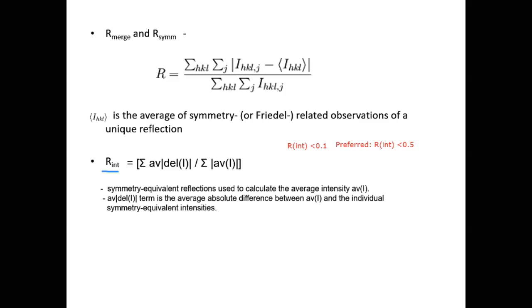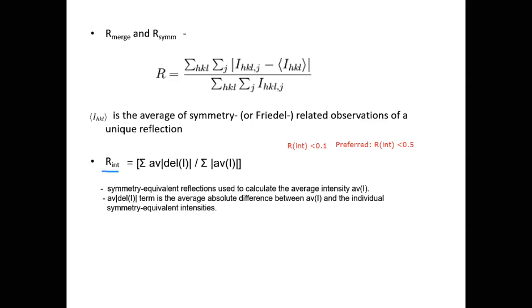So preferred is to have an R int less than 0.5. And when you're doing the integration, the indexing, the merge, and scaling, this value will actually show up for you. So you'll know this value before you solve the structure. And so if your R int is high, you can try to do a few things with the scaling and merging to help lower it, or else you may have to just go and recollect a whole new data set.